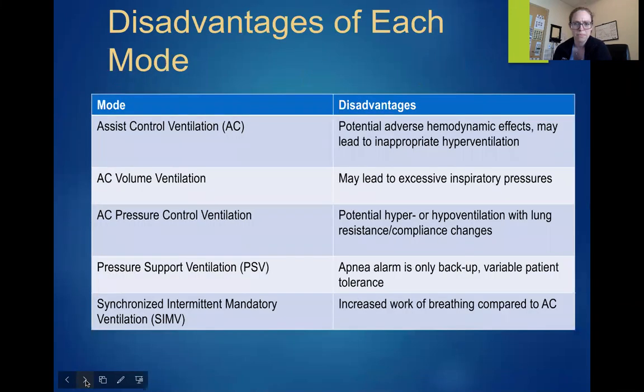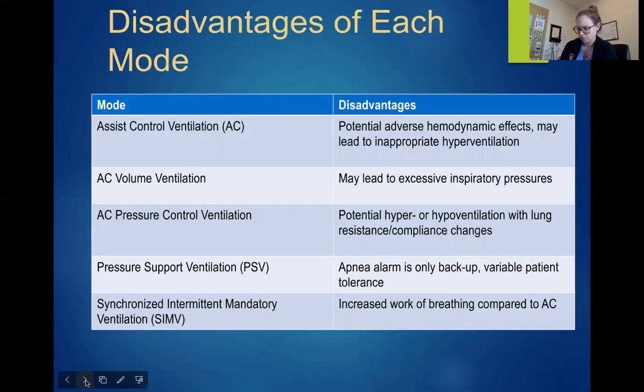And then some disadvantages of each mode. In assist control ventilation, there are potential adverse hemodynamic effects, which may lead to inappropriate hyperventilation, so you have to pay more attention to when the lungs are becoming more compliant. And then in SIMV, you have increased work of breathing when you compare it to assist control. So if you see a patient that's really working hard to keep it synchronous with events, sometimes we'll switch them into assist control mode.